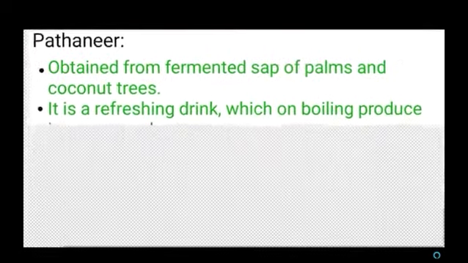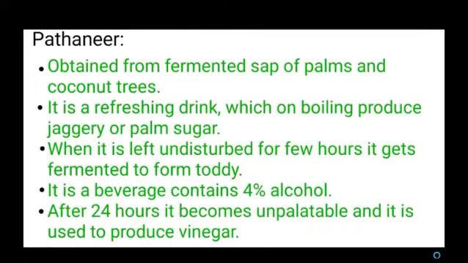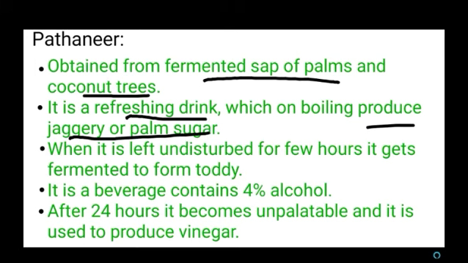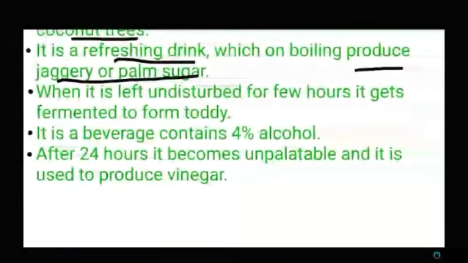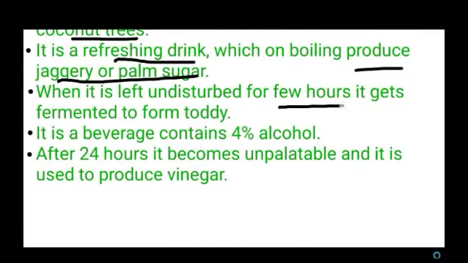Next, padaneer. It is obtained from the fermented sap of palm and coconut trees. It is a refreshing drink. By boiling this, we can produce jaggery and palm sugar. When it is left undisturbed for a few hours, it is converted into a fermented form that is called toddy. In Tamil, we call it kal.